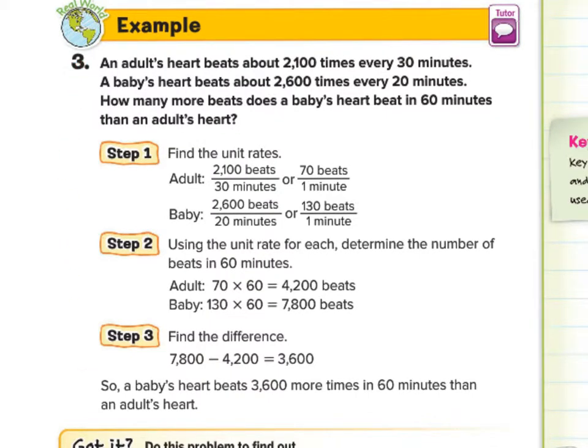This is found in your textbook. These are examples in your textbook that you can always go back to and read through and follow the steps to understand. So pause the video now and take about 3 minutes to read through this. Pause now.